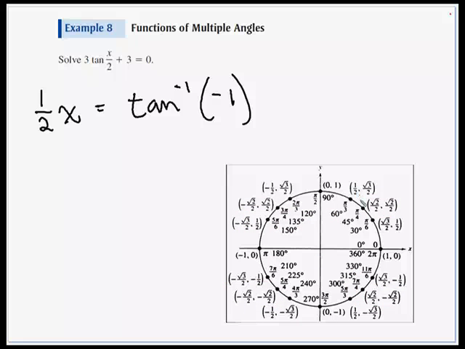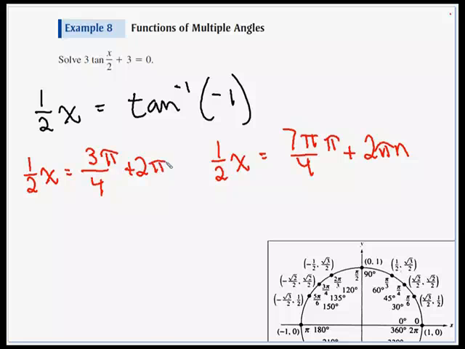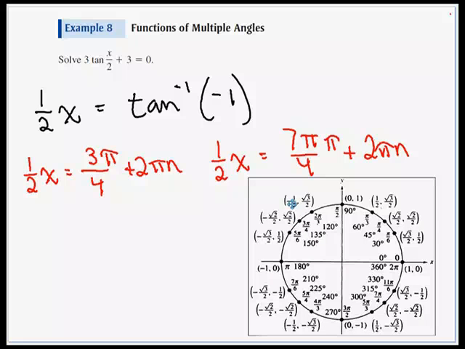So 3/4 and 7/4. So a half x equals 3/4 pi, and a half x equals 7/4 pi. And we'll have our plus 2 pi n, plus 2 pi n. Or if you notice when I had the unit circle up there, 3/4 and 7/4 are directly across from each other. They are symmetric around the y-axis.